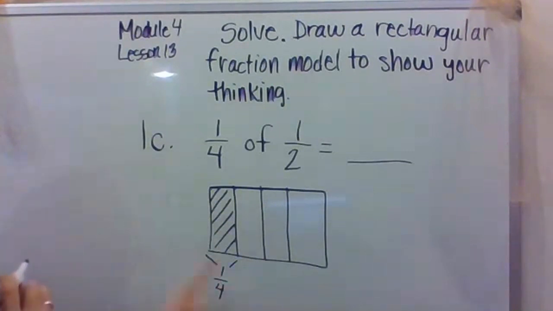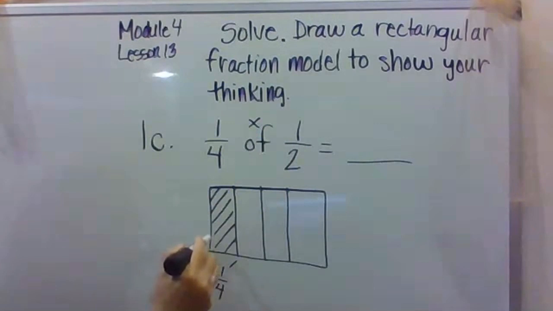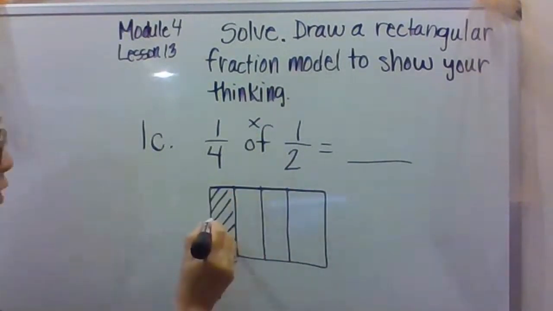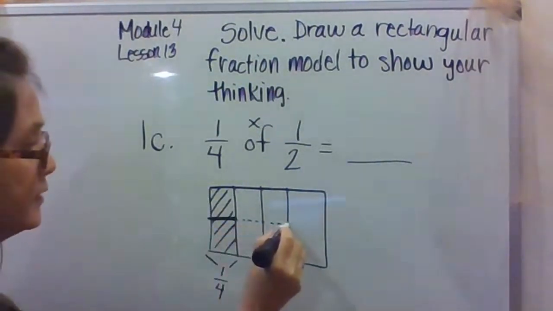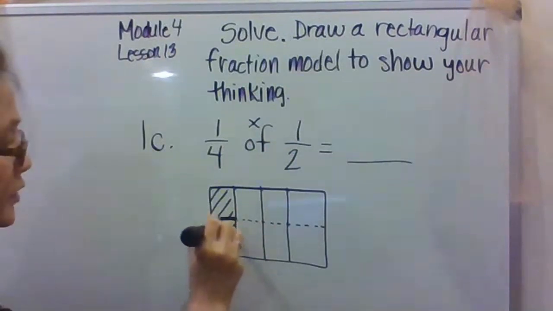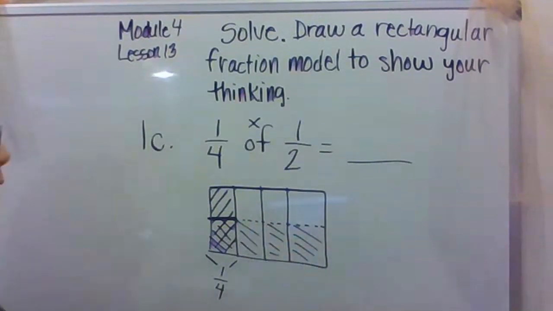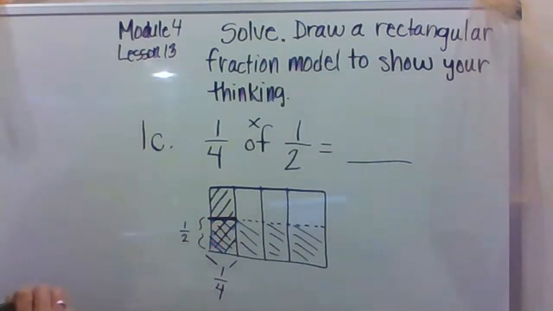Okay. Math of, the word of means what? Multiply. So now I have to take that 1/4 and chop it into how many parts? 2 parts. So chop it in half right there. And then finish those units going across. And I'll shade in 1/2 of that, going the other direction. Okay. And I would label this as my 1/2 of my 1/4 unit.